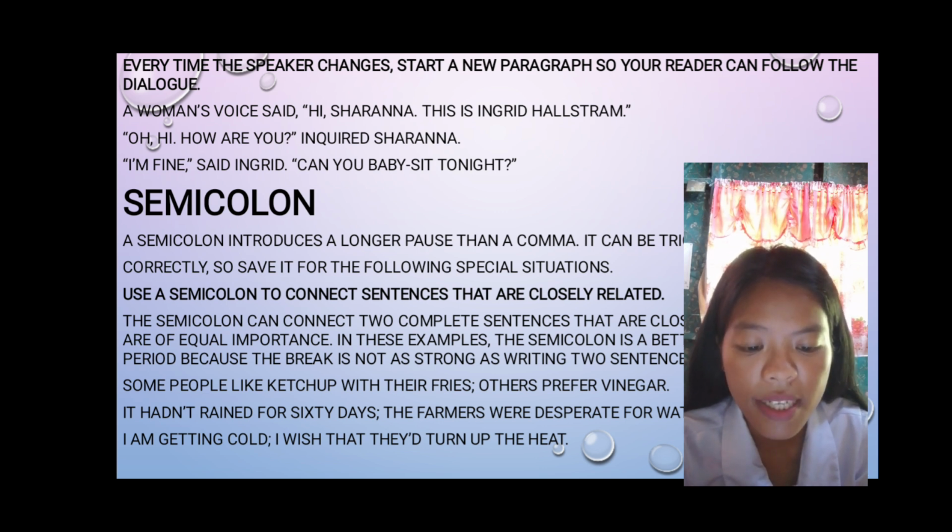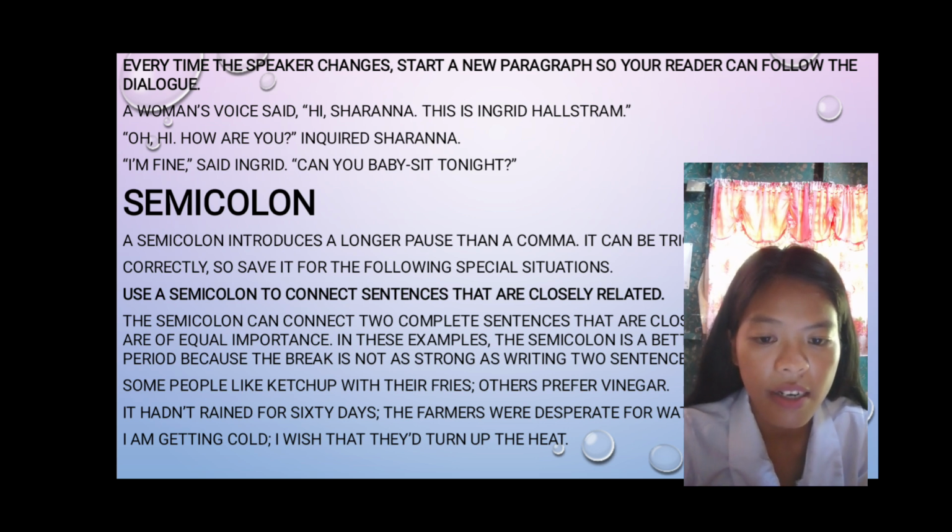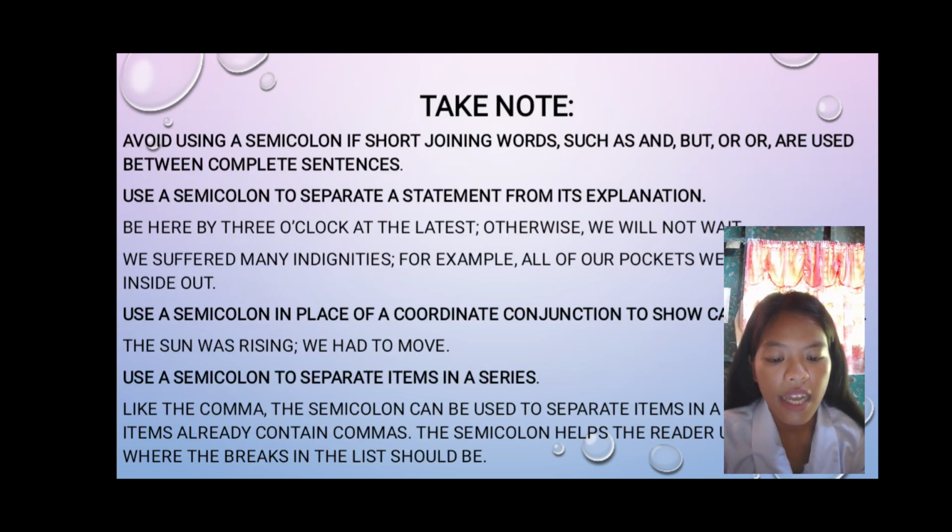In these examples, the semicolon is a better choice than the period because the break is not as strong as writing two sentences. Some people like ketchup with their fries; others prefer vinegar. Take note: avoid using a semicolon if short joining words, such as and, but, or or, are used between complete sentences.